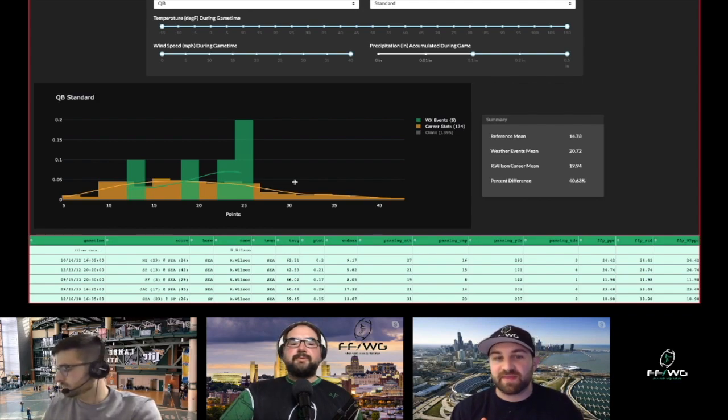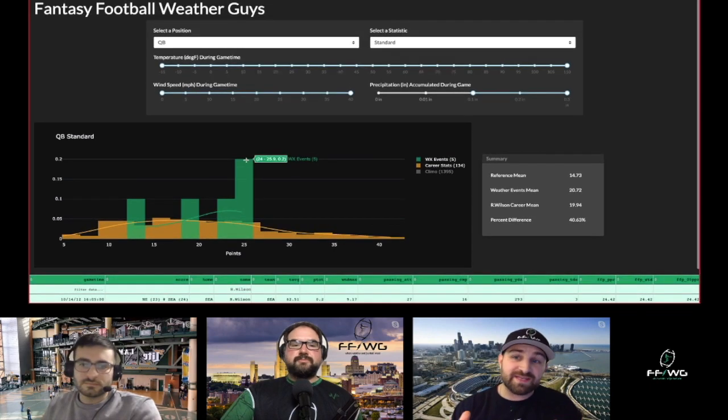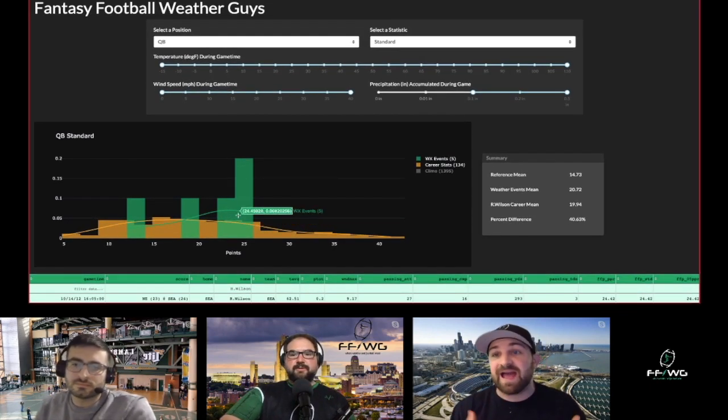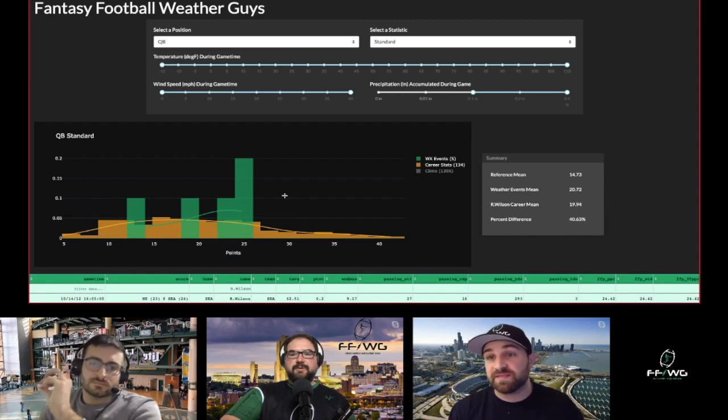So let's also keep in mind that this isn't the largest sample size here. But we see during these 5 games, he's actually outperformed his average, like playing in a dome or where there's no weather. He actually plays better when he's in the rain.